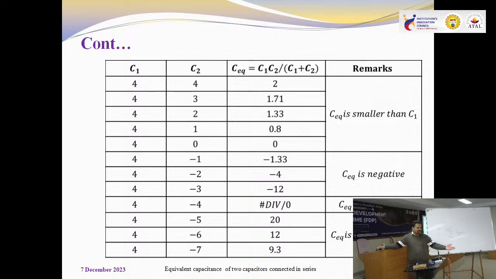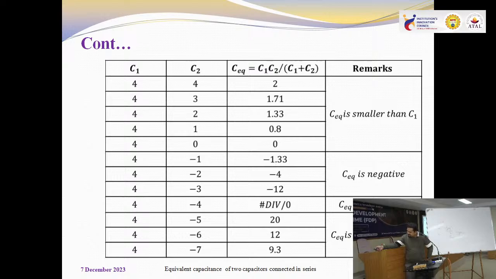This is what I was telling: when two positive capacitances are in series, the equivalent capacitance will be less. So C equivalent is smaller than C1. Now, once it goes negative, this part is interesting. C2 becomes negative: -1, -2, -3. In this case the C equivalent itself is negative, and in one case C equivalent is undefined.